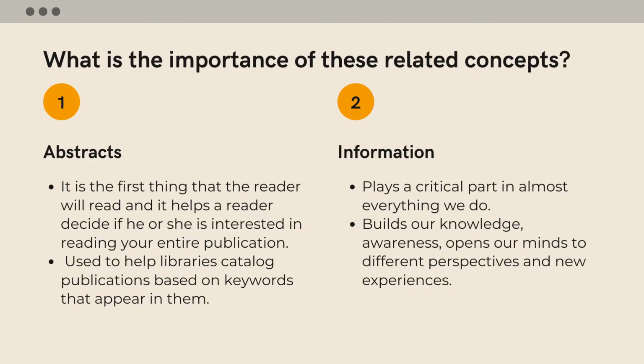Now, for the importance of each, we go first with the abstract. An abstract is the first thing that the reader will read, and it helps a reader decide if he or she is interested in reading your entire publication. The topic or issue should be stated briefly and precisely in the abstract, followed by a description of the research technique and methodology, the significant findings, and the conclusions reached. Abstracts are used to help libraries catalog publications based on the keywords that appear in them.